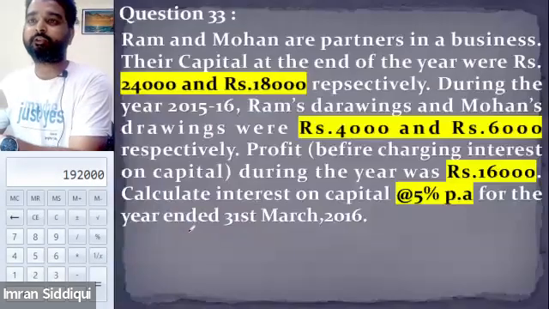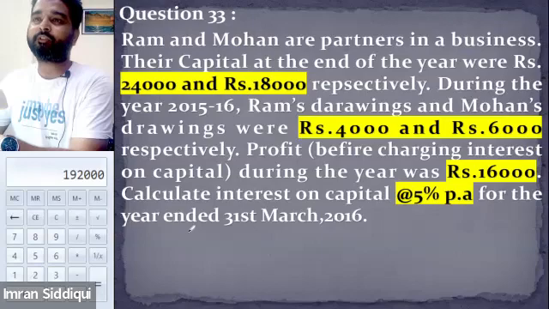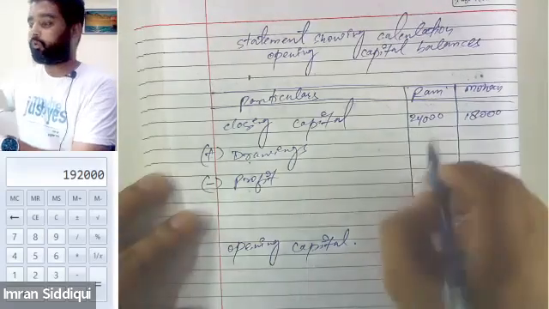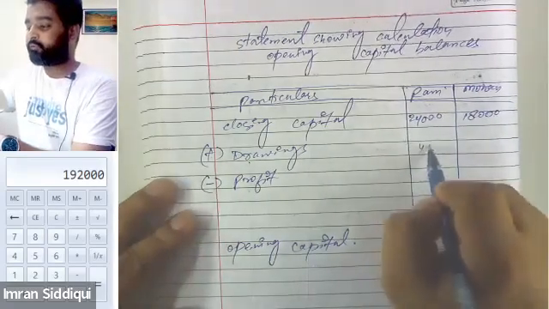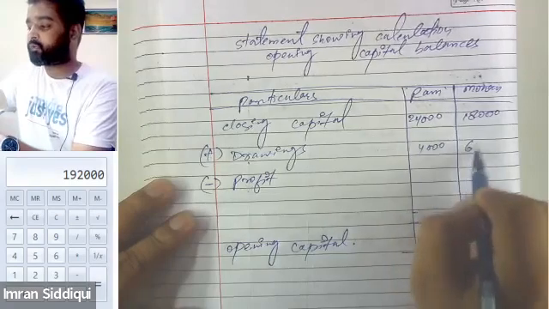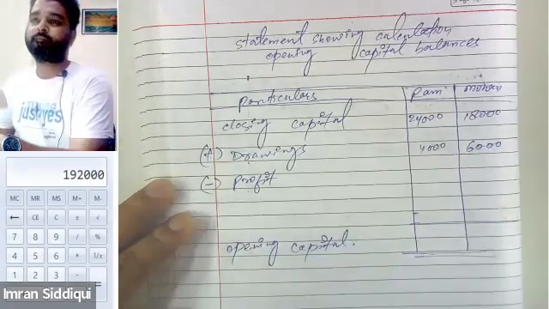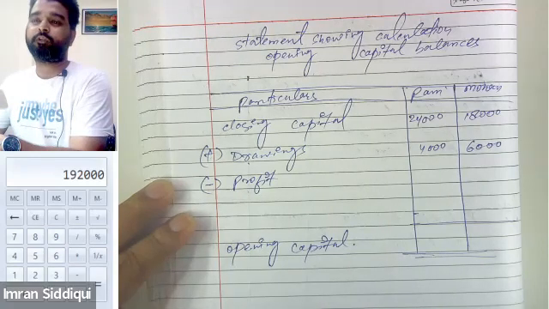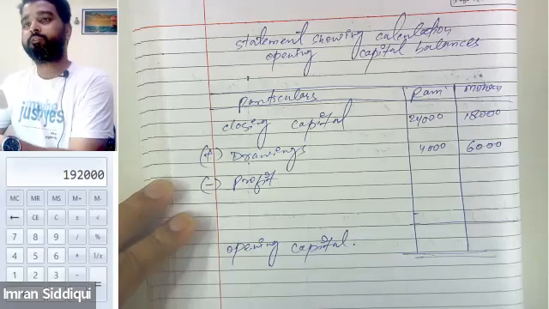So let's come back to the question. See, is there any drawing in the question? Yes, Ram's drawing is 4,000 and Mohan's drawing is 6,000. We'll write it here. Is this clear, guys? Yes. Renosh, is this clear to you also? Yes, sir. This is already given in the question.